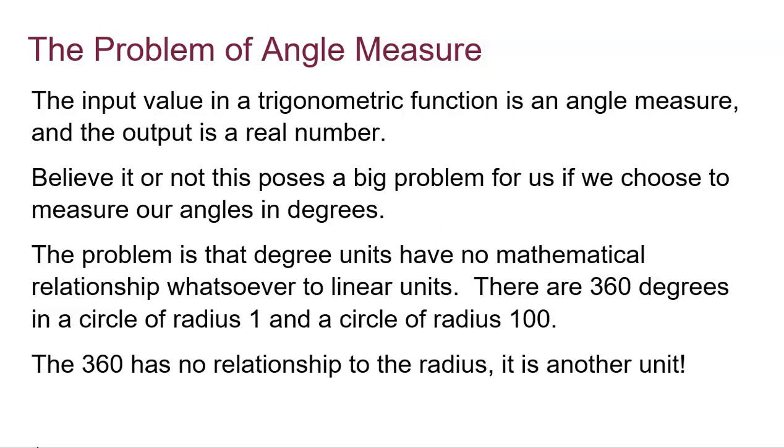Everybody knows that 180 degrees is half a circle, 360 degrees is all the way around a circle, 90 degrees. You guys have been working with degrees since you were little kids, so you know what that represents. But there's actually a problem in that. See, the problem is that degree units have no mathematical relationship whatsoever to linear units. I mean, there are 360 degrees in a circle of radius 1, and there's 360 degrees in a circle of radius 100.